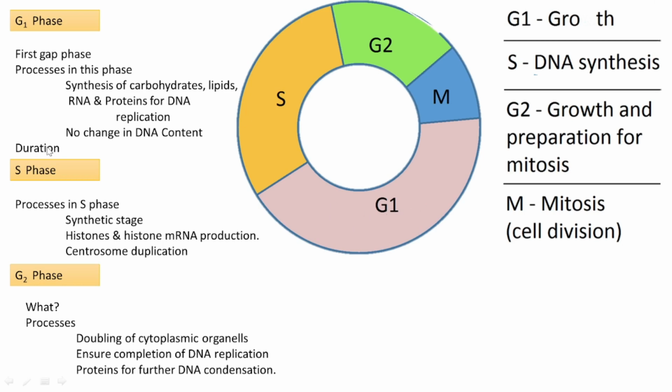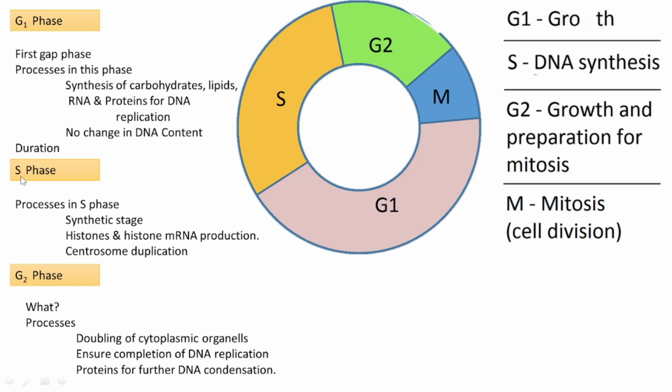What about its duration? Regarding the duration, we cannot tell a correct time period. It is variable with regard to different types of cells. And at the end of this G1 phase, some signals will come and trigger the cell to pass to the next phase, that is S phase. Then we are going to see S phase. S for synthesis, the synthesizing phase.